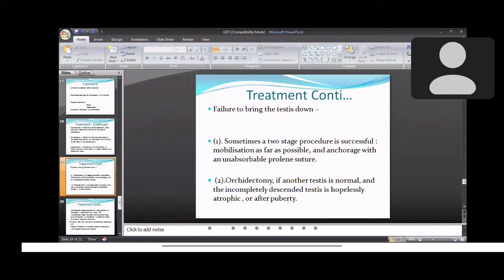Failure to bring the testis down. Sometimes a two-stage procedure is successful. Mobilization as far as possible and anchoring with an unabsorbable Prolene suture near the internal inguinal ring. And orchidectomy. If the other testis is normal and the completely descended testis is hopelessly atrophic, or after puberty, then orchidectomy is done.